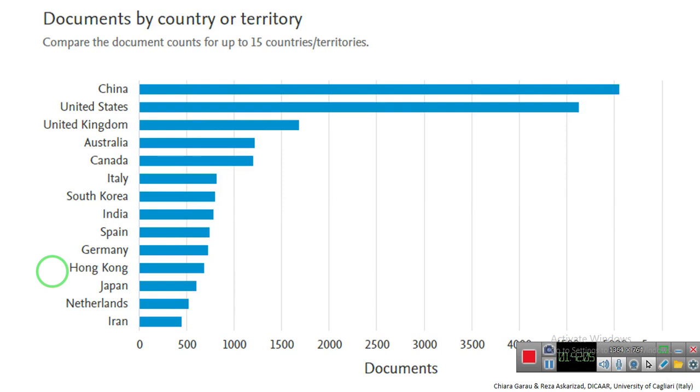In the next graph, we can analyze the most frequent countries or territories that published in this field. And as we can see, China and the United States by far are the most important countries that published on this specific topic. After that, we have some other countries such as United Kingdom, Australia, Canada, Italy, and so on. We can see the other countries that have the most contributions in this field, along with the number of their publications.